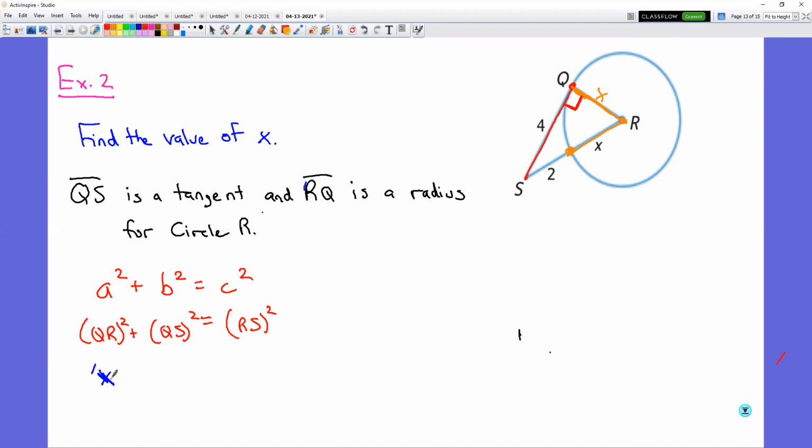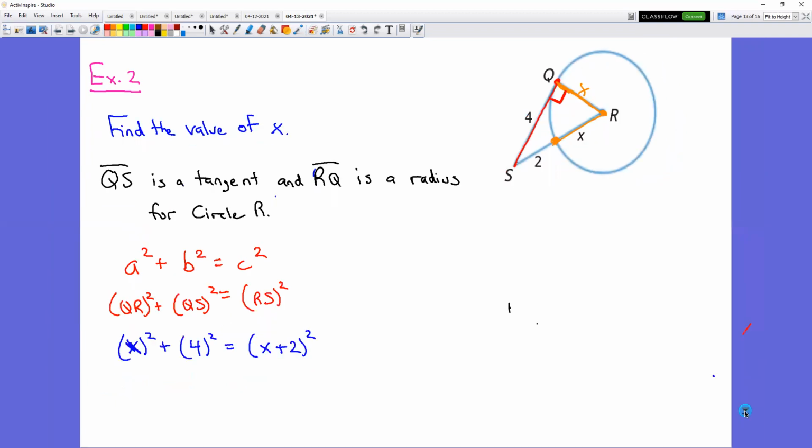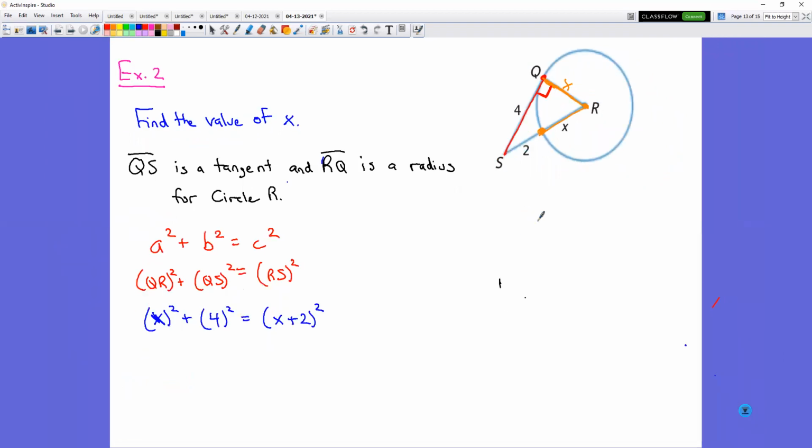So it's going to be x squared plus QS. So QS is right here. So that's going to be 4. So it's going to be 4 squared. Okay. And then RS is going to be from R to S, which is x plus 2. So it's going to be x plus 2 squared. Okay? All right. So this is our situation. Okay? So now what we're going to do is we're going to work this out. So we have x squared. So let me back this out just a bit, but I'm probably going to end up coming over here.